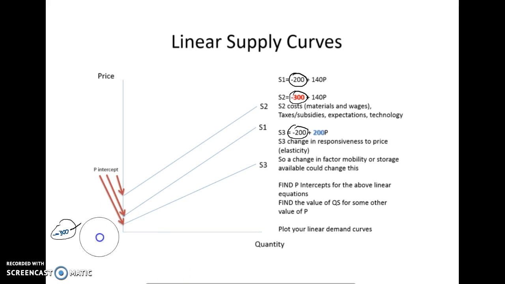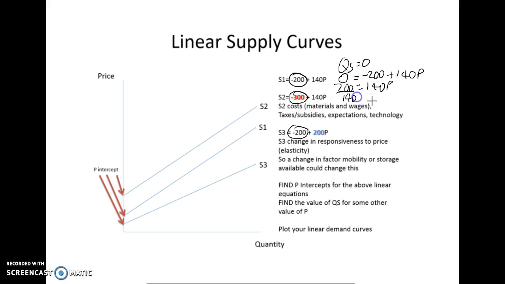Okay, so if we get rid of those figures, we need to work out the p-intercept. So how do we do that? Exactly the same as before. We set quantity supplied to 0. So for this one, it's going to be 0 equals minus 200 plus 140p, and then we add 200 to this side. This leaves 140p. Then divide by 140, and that will leave p equaling 1.43.